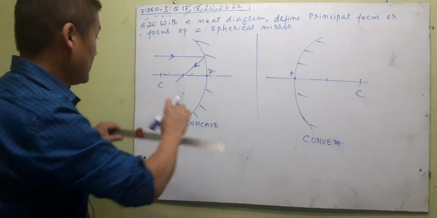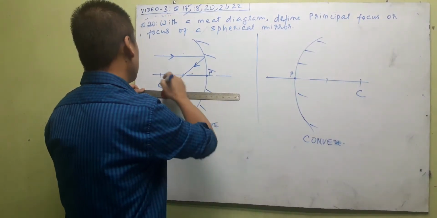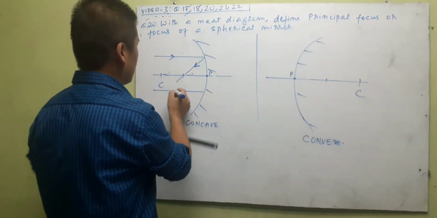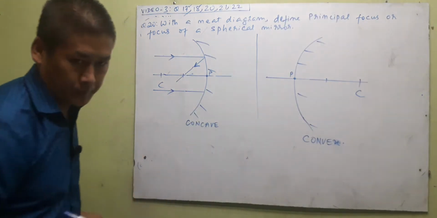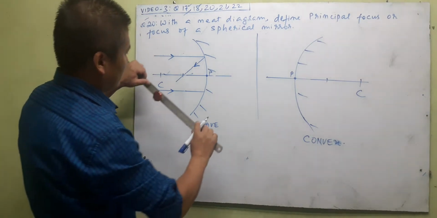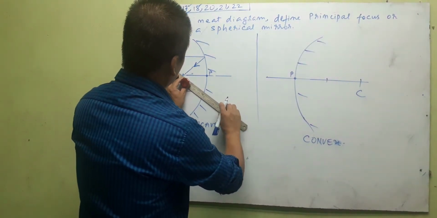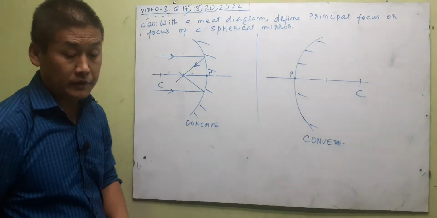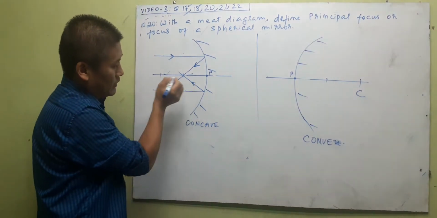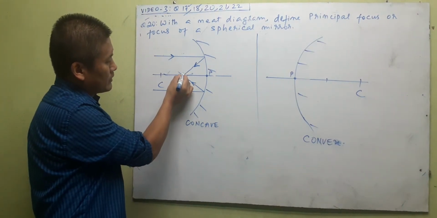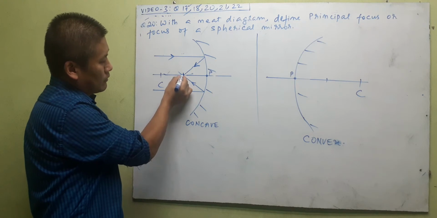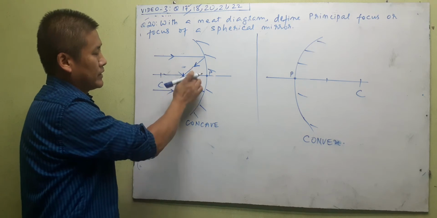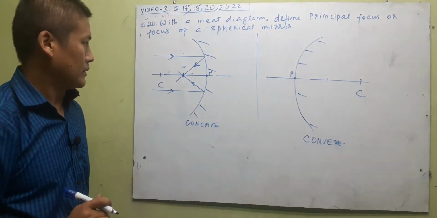Then pass another ray above or below, up to you, parallel to the principal axis again. Incident ray. Then this ray also will bounce back. After it bounces back, you will find out, interestingly, this is the reflected ray. Don't forget to mark the arrow. The two reflected rays meet at the same point, which is on the principal axis, not outside, on the principal axis.